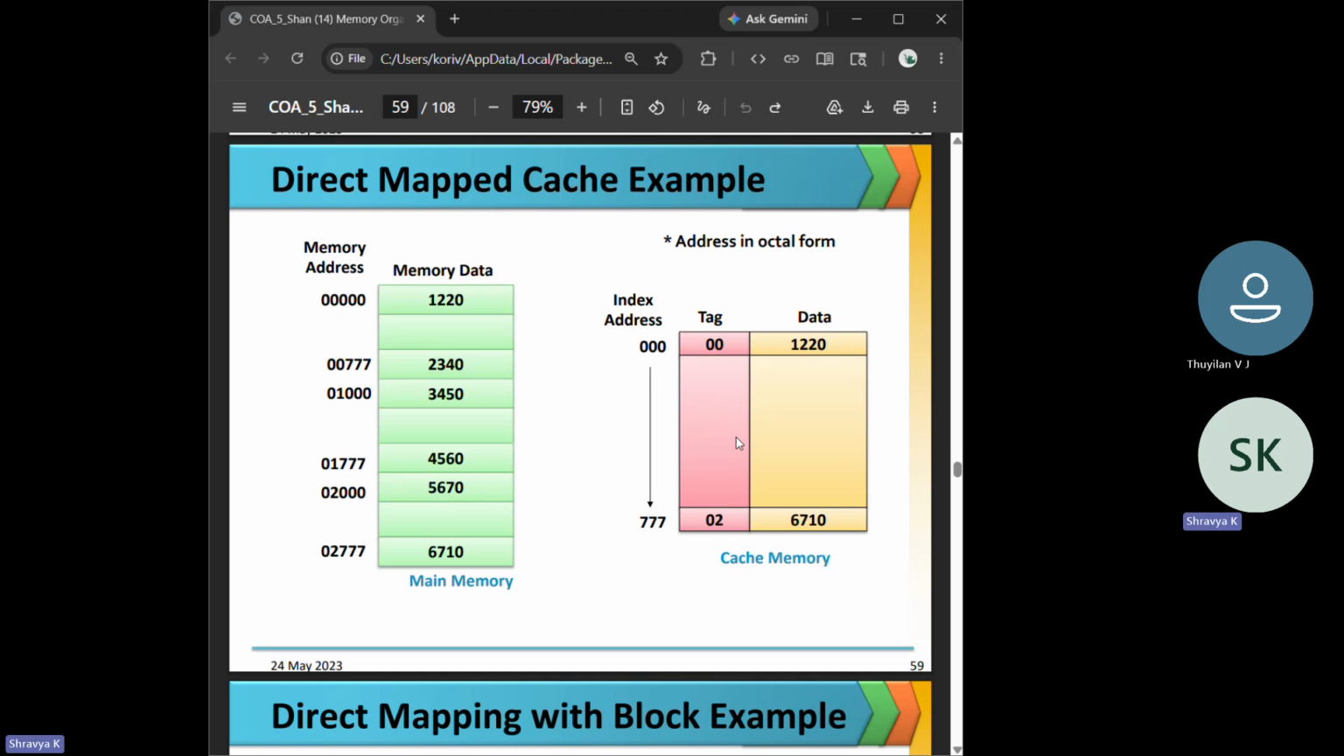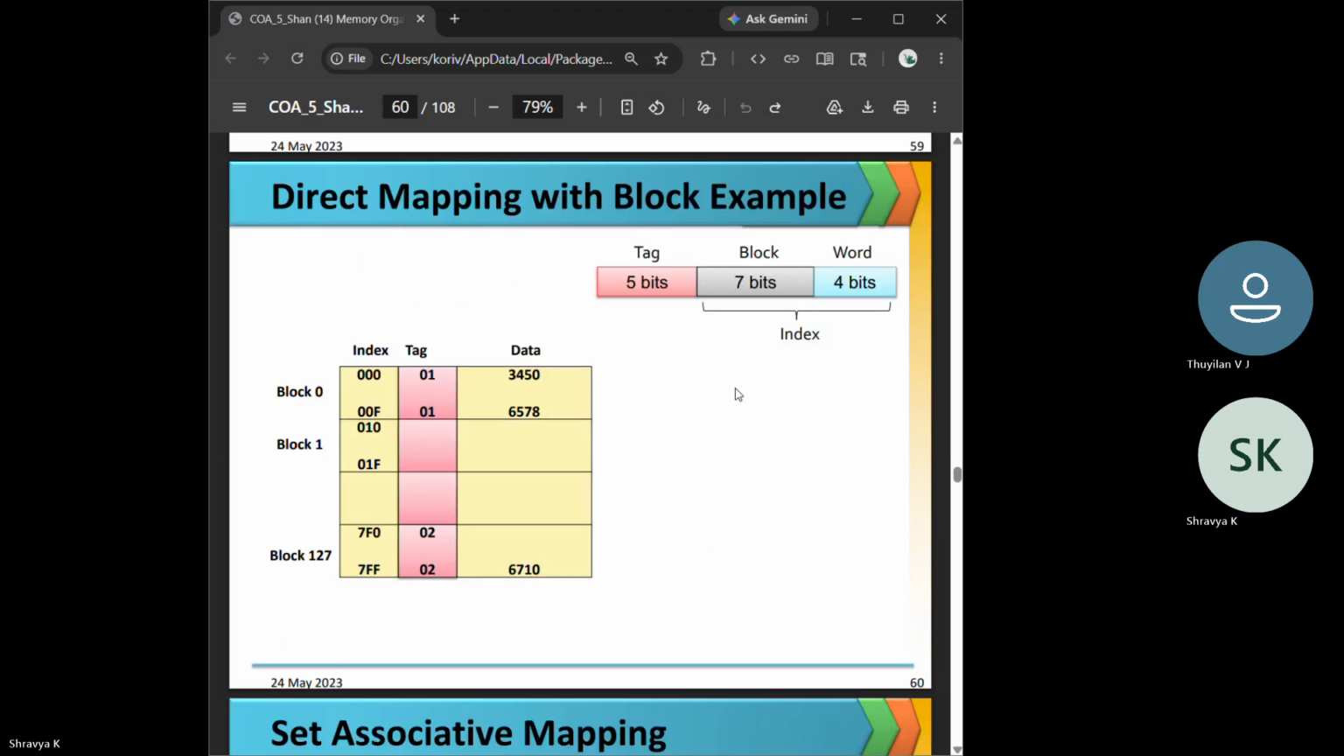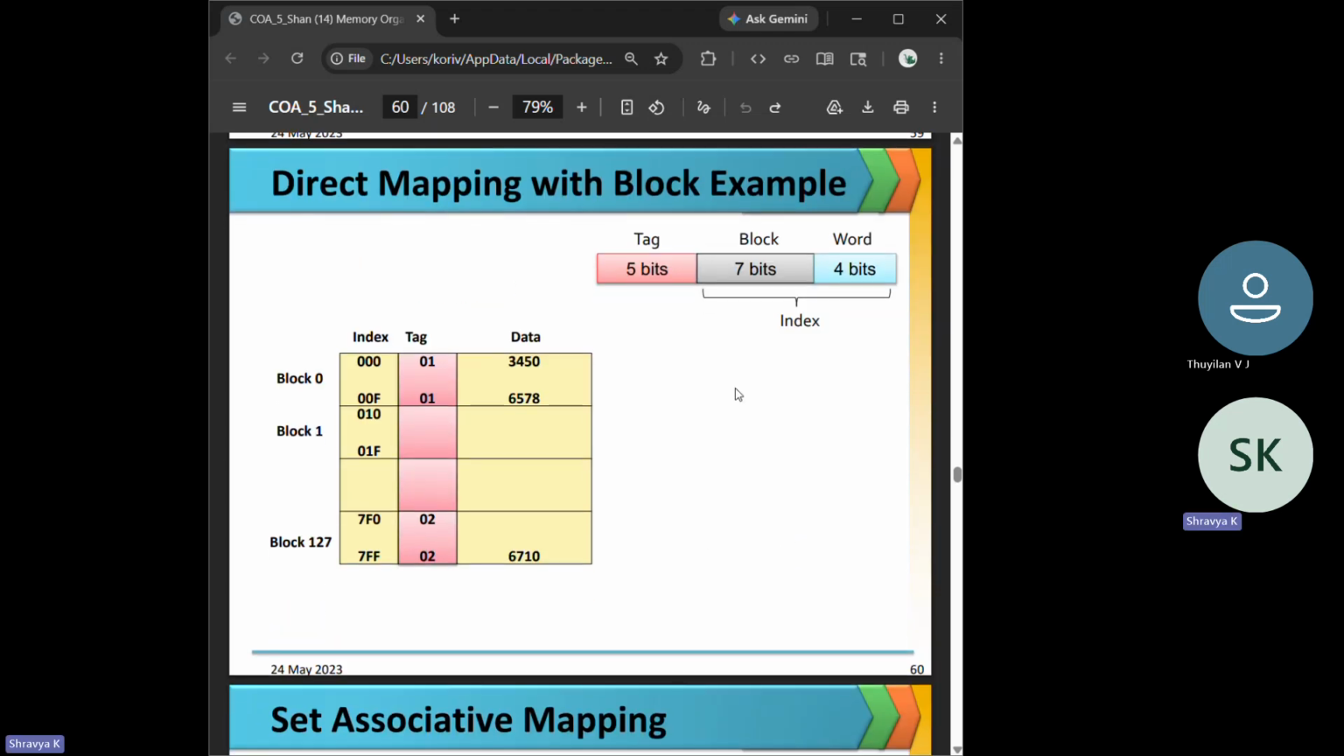So this is again an example of how you store the tag and the data in the cache memory, right? The corresponding data will be stored in the cache memory. You can see the tag and the index combined will give you the memory address, and the corresponding data is always stored together. So that is another example of direct mapping with a block example.